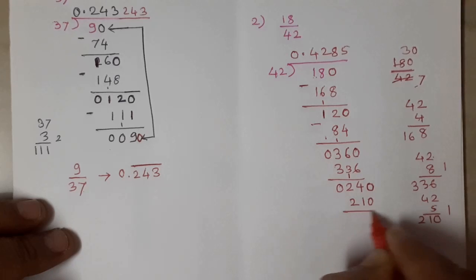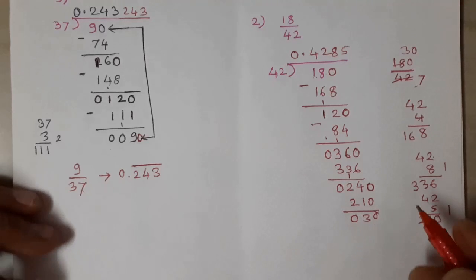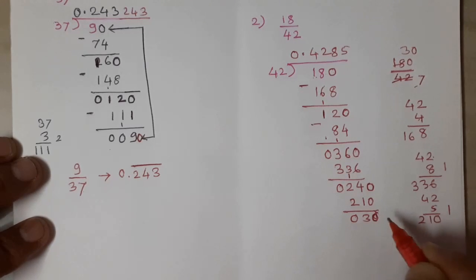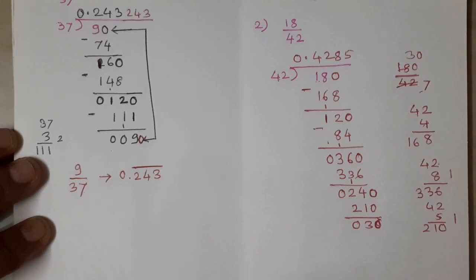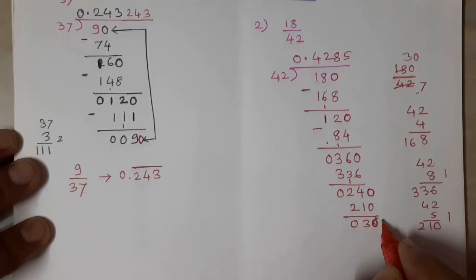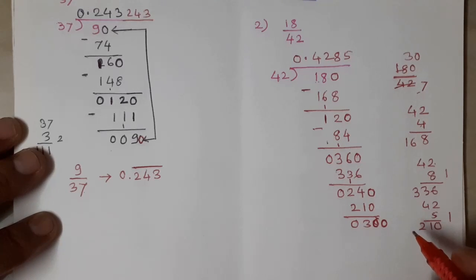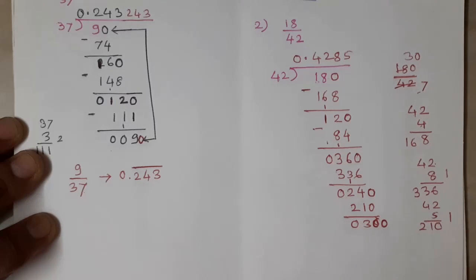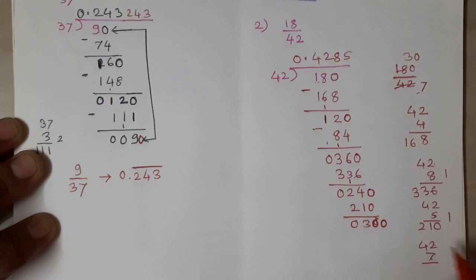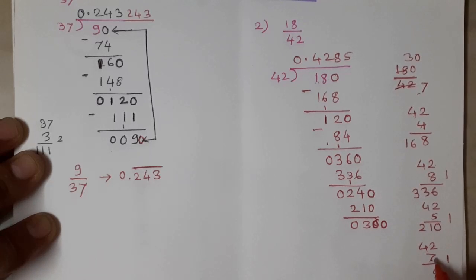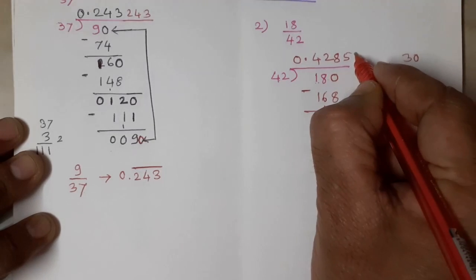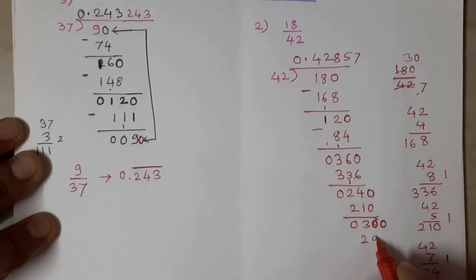So it is 210. Again we are having a 30. If I have to divide 30 by 42, it is not possible. Then we have to take a 0, so it will become 300. So 42 sevens are, 7 twos are 14, 7 fours are 28, that is 29, that is 294.